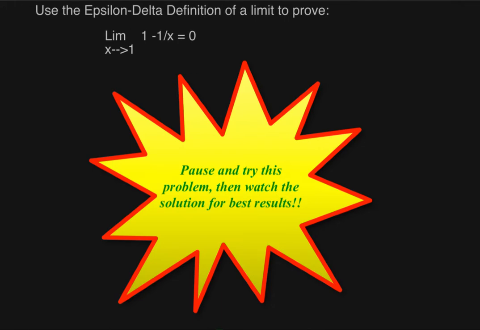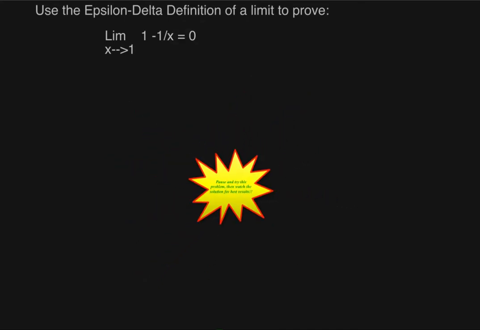Today we're going to be looking at this example and we're going to be using the epsilon delta definition of a limit to prove that the limit of this is indeed 0. So let's take a look at what we got going on here.